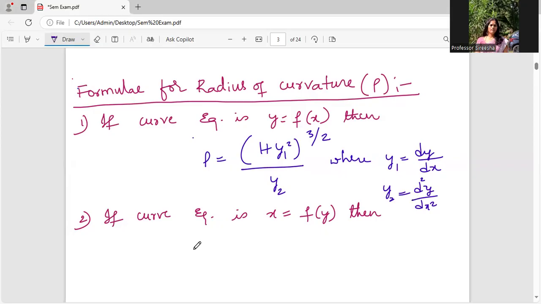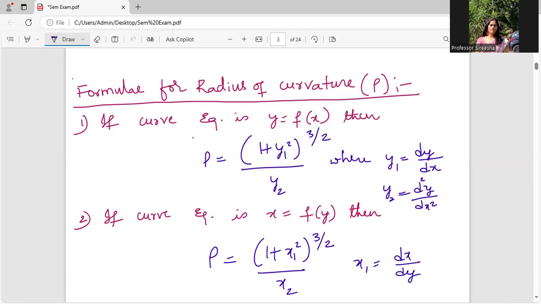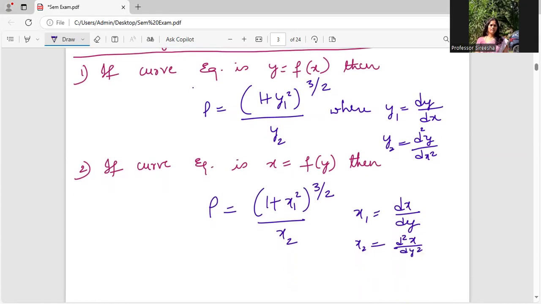Now, if the curve equation is of the format x is equal to f of y, then rho would be nothing but 1 plus x1 squared whole power 3 by 2 by x2. What would be x1? It's the first derivative of x with respect to y. X2 would be the second derivative of x with respect to y. Usually, guys, no curve would be given in the format of x is equal to f of y. It is for us to find out.